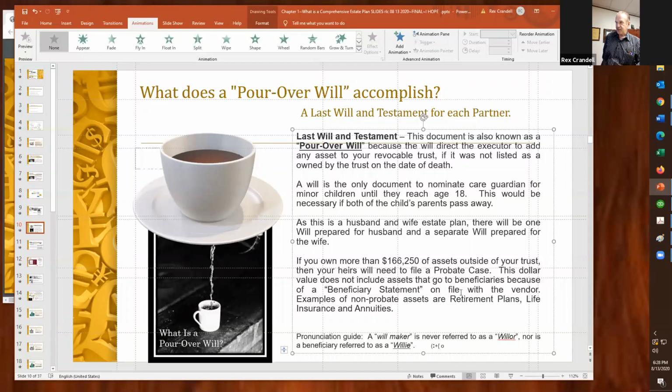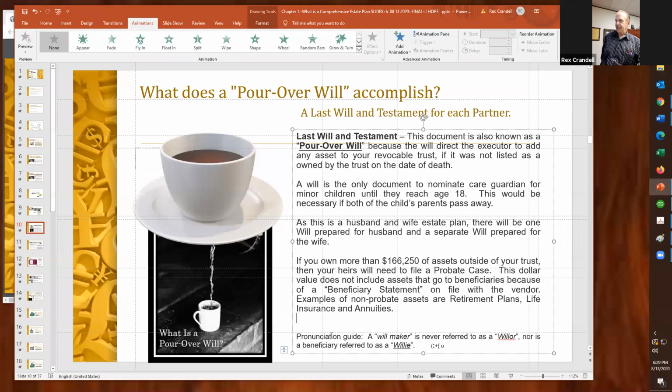I do suggest on retirement plans that you name a person or persons to be the beneficiary and not the trust, but it's sometimes a good idea to name a trust as an alternate beneficiary.